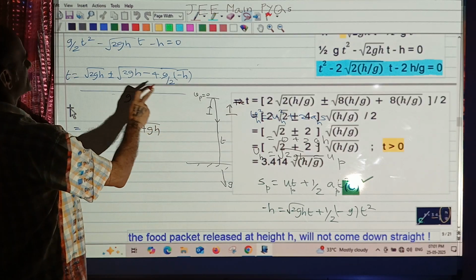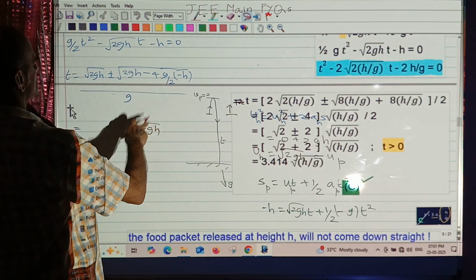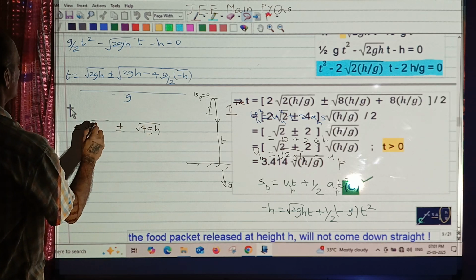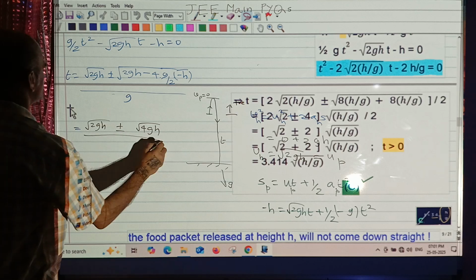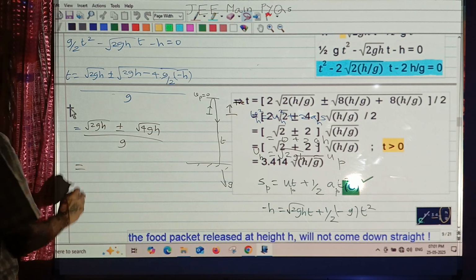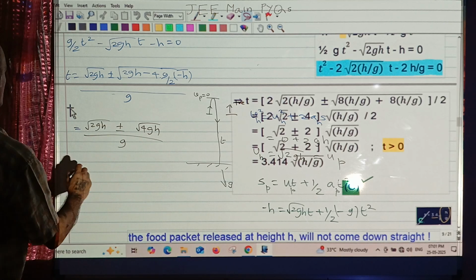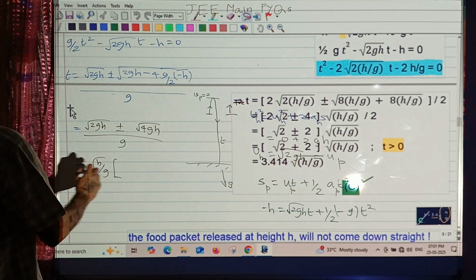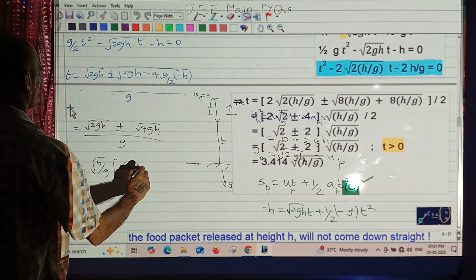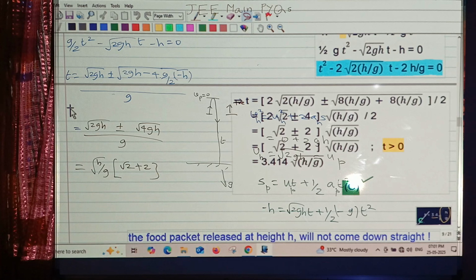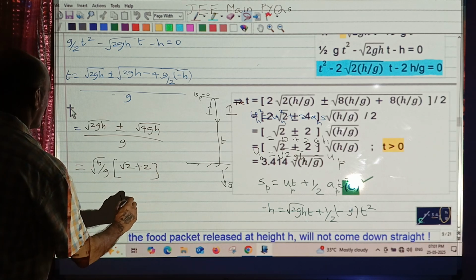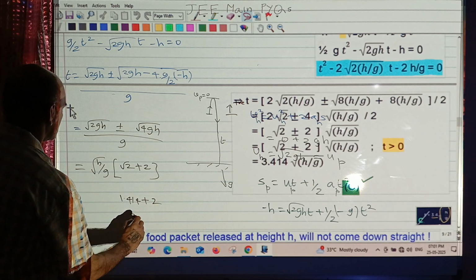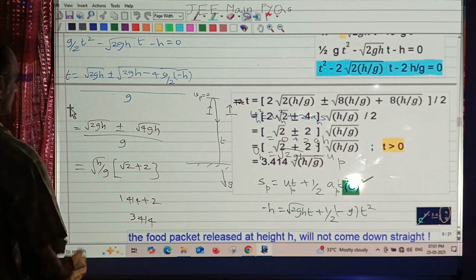This 2gh minus 4ac will go with this one more, to become 4gh, plus or minus square root of 2gh, by g. So if we take square root of h by g common outside, it will become root 2 plus 2. So root 2 is 1.414 and then 2 is 2. So it will become 3.414 into square root of h by g.